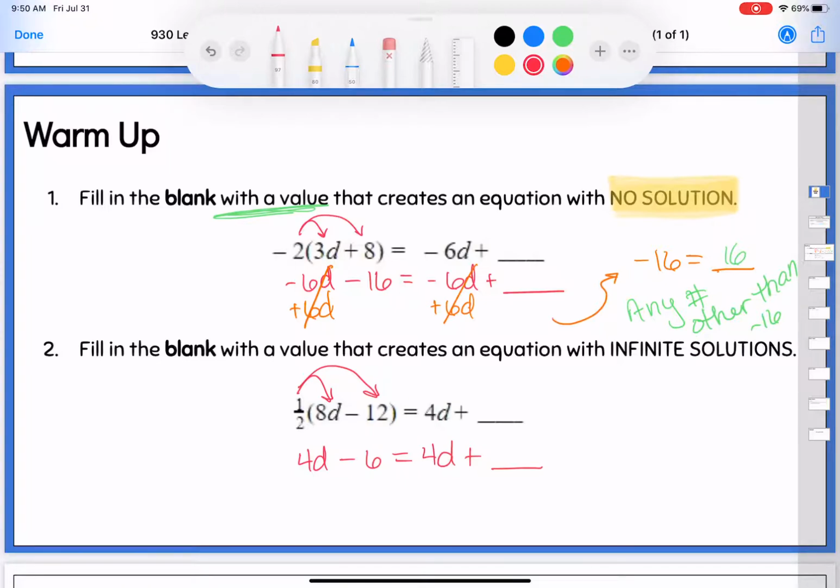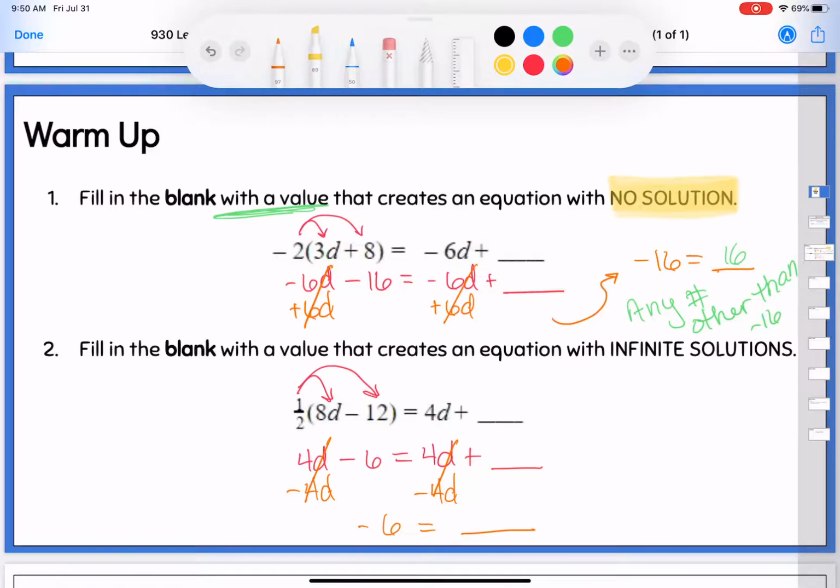All right, so again, I'm going to kind of combine my variables just to see what I've got going on. So I'm going to subtract 4d from both sides. They cancel, and they cancel on that side as well. So I have -6 equals blank.